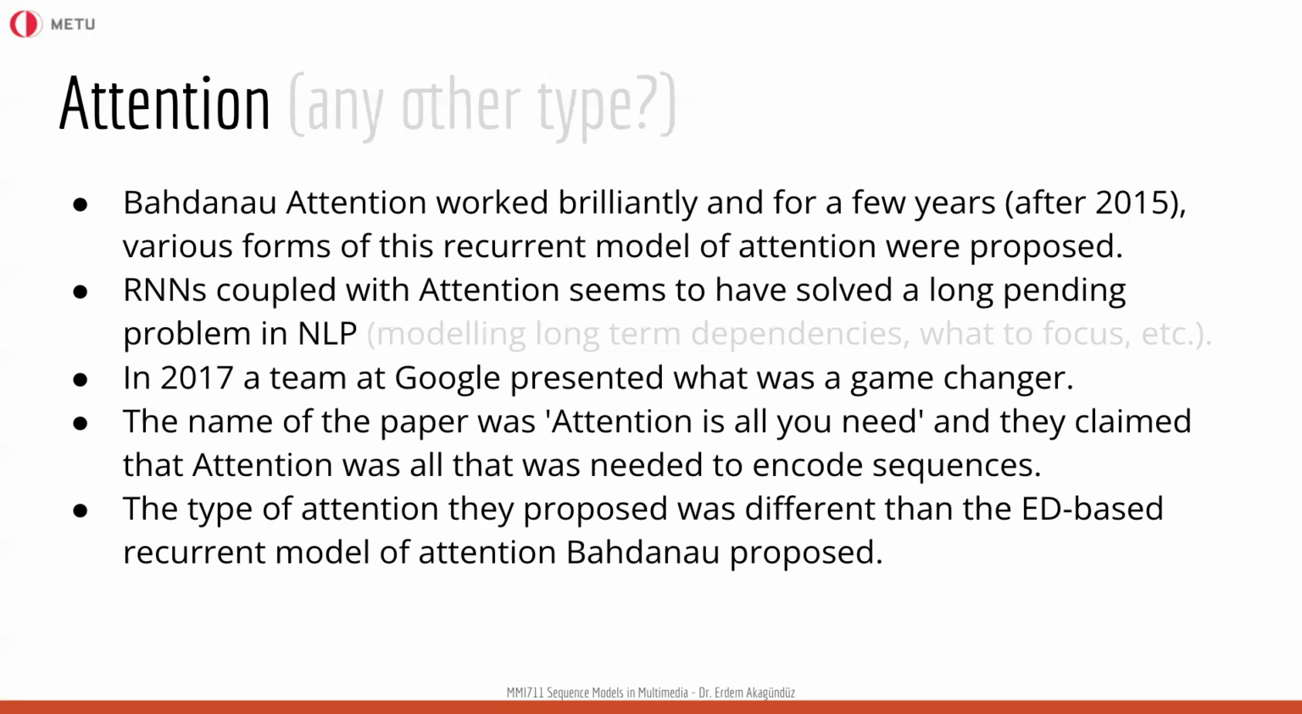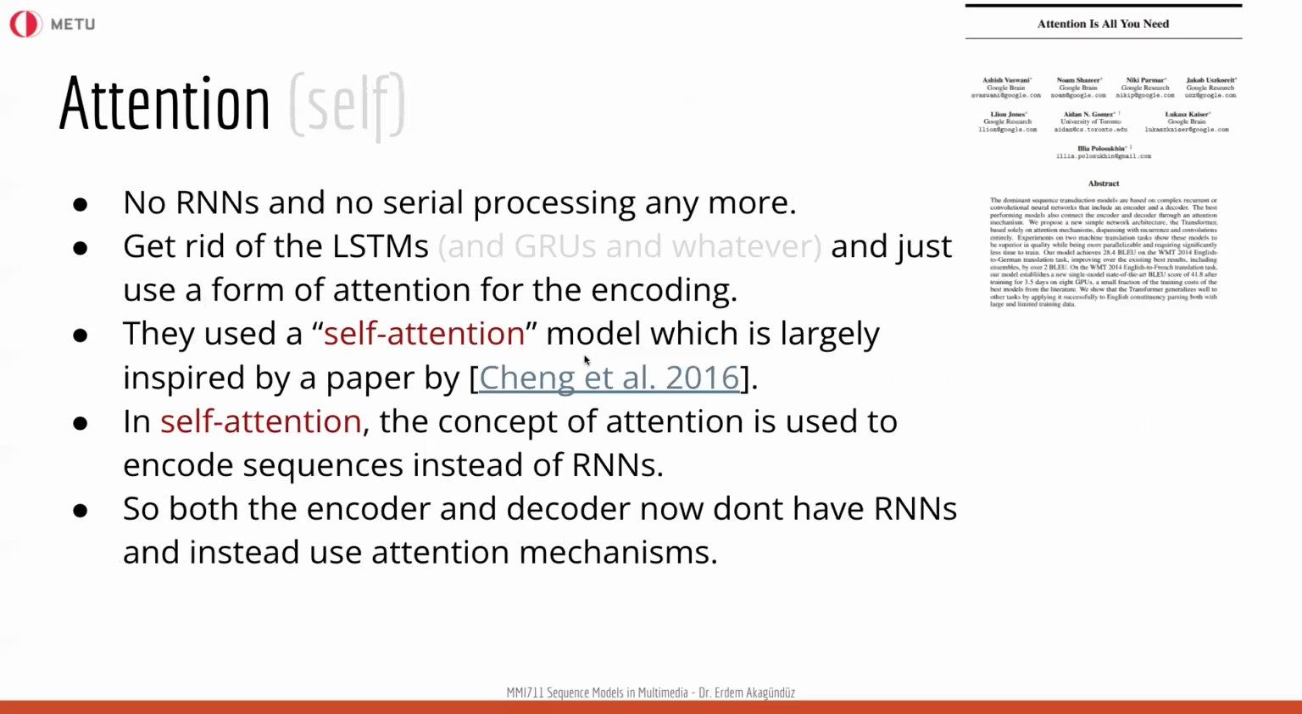Okay, now at this point, we're going to talk about a different type of attention. In 2017, Google's paper was called "Attention Is All You Need." You may think it was the Bahdanau attention applied somewhere, but it was a different type of attention. They claimed that attention was all that was needed to encode sequences, and they even said that we didn't need recurrent models for encoding. So the type of attention they proposed was different from the encoder-decoder-based recurrent model of attention that Bahdanau proposed. It was a different type.